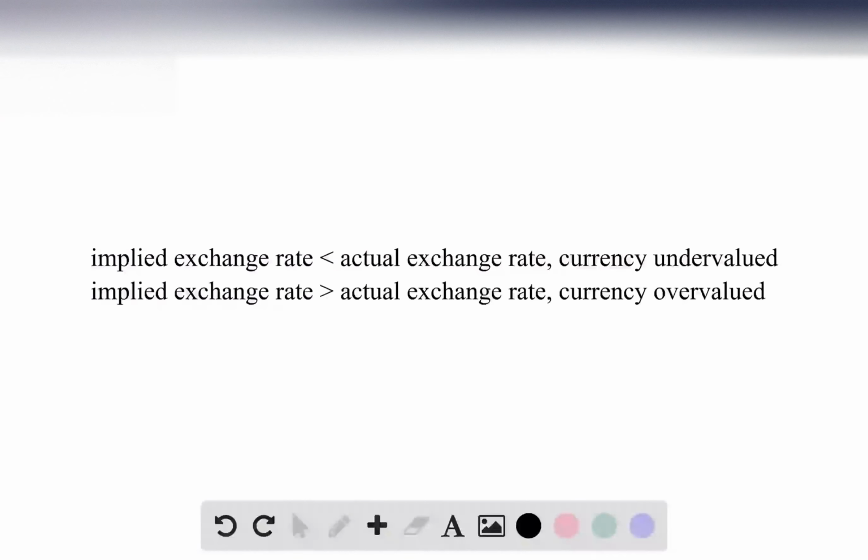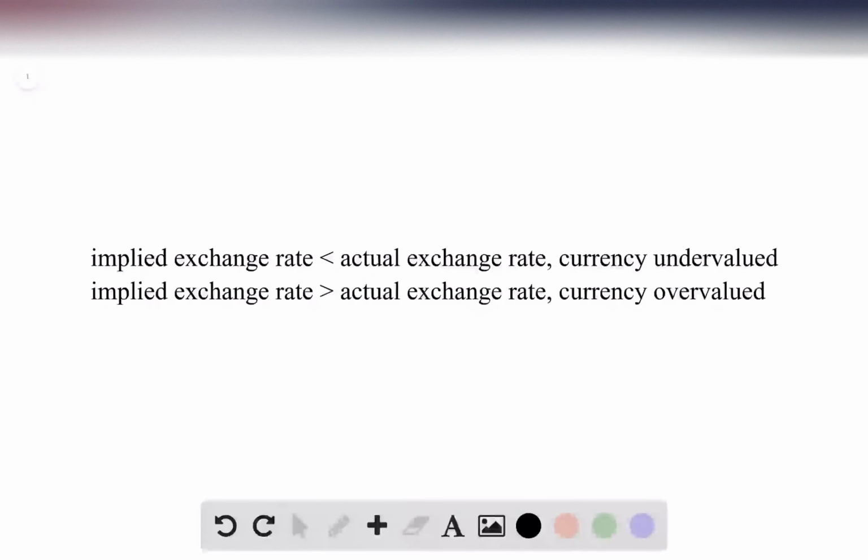So when we use the data that we have on the price of Big Macs in various countries, we can compare the implied exchange rate, which is based on the price of the Big Mac, and the actual exchange rate. Now, if the implied exchange rate is less than the actual exchange rate, then we're looking at a currency that's being undervalued. And if the implied exchange rate is greater than the actual exchange rate, then we're looking at a currency that is being overvalued.